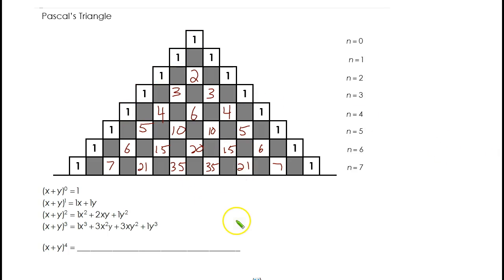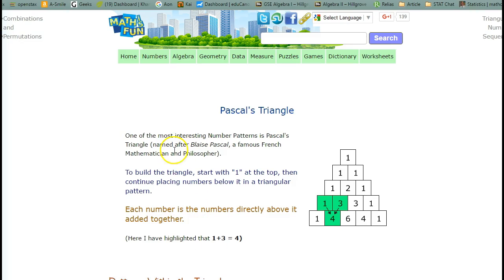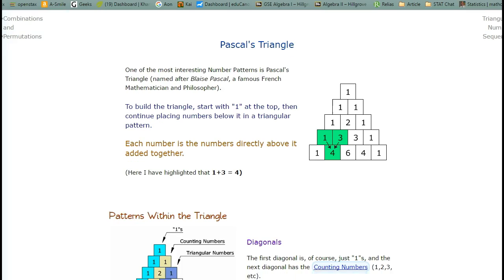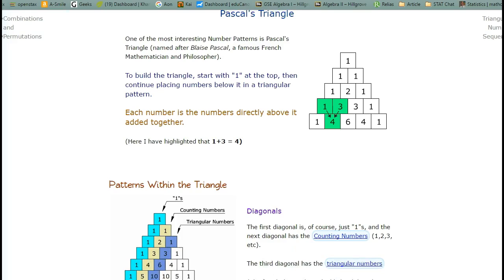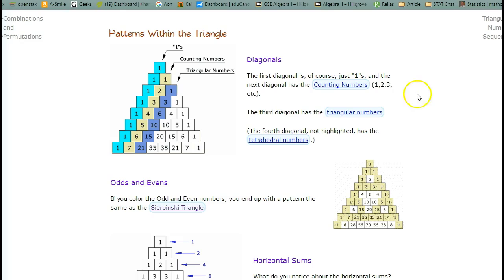Now, Pascal's triangle is a really neat thing. If you want to waste some time on the internet, just do a Google search for Pascal's triangle. I found a page called mathisfun.com, which has lots of tutoring help, by the way, but also has a lot of neat stuff about Pascal's triangle. One thing that is neat is the diagonals have special patterns. For example, the first diagonal is nothing but 1s. The second one are the counting numbers.